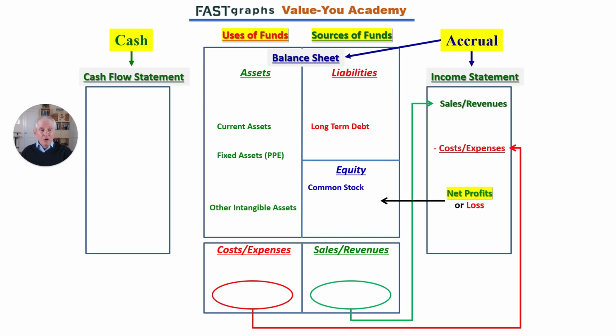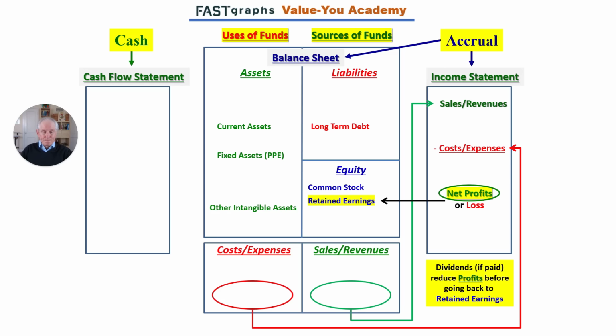So they're going to put part of it back in the business. This is called their payout ratio, what they put back in and what they pay out. So dividends, if paid, reduce the profits before going back into retained earnings. So they're going to put part of it back in the business. That adds to the retained earnings, and they'll pay part of it out to the shareholders in dividends. Okay? If you'd ever have a loss, which can happen, it'll reduce what goes back in the business.